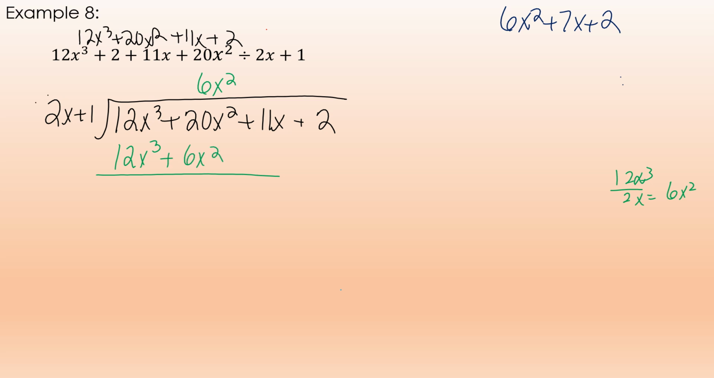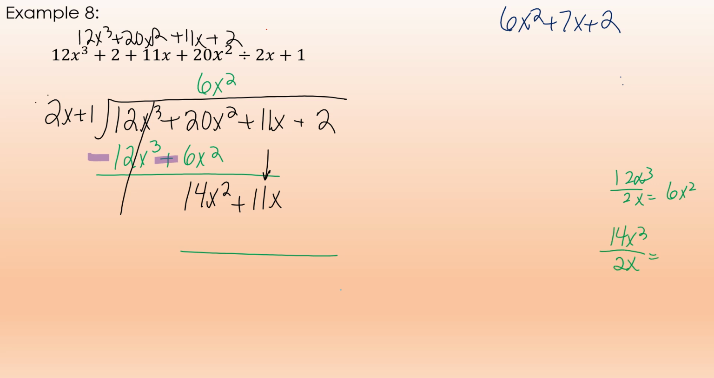And then we got to change those signs. Here they go, minus and minus. The x cubed terms eliminate, thank goodness. And then 20x squared minus 6x squared is 14x squared. Bring down the next term, plus 11x. Alrighty. So off to the side, what is 14x squared divided by 2x? That is 7x. All right, so plus a 7x, and then multiply 7x by the 2x and the 1 to give you a 14x squared plus 7x. And change our signs to subtract.